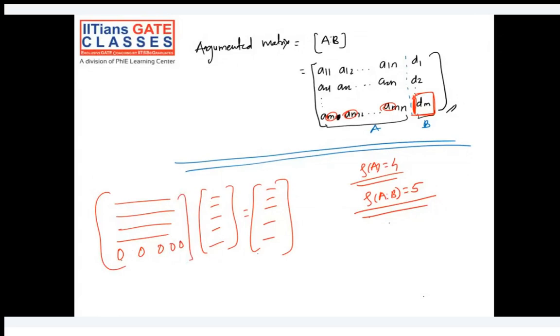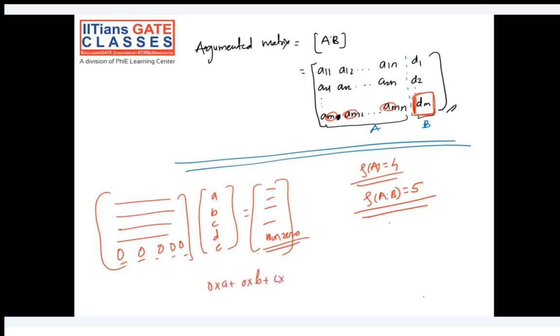This is not possible, right? Because if your entire row is 0, if you multiply with any of the variables here, let's say a, b, c, d, e, 0 multiplied by a plus 0 multiplied by b plus 0 multiplied by c plus 0 multiplied by d plus 0 multiplied by e will never be a non-zero. Okay, it is not equal to 0. It is not possible.